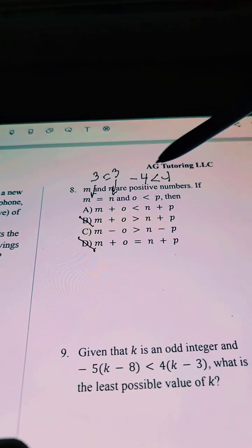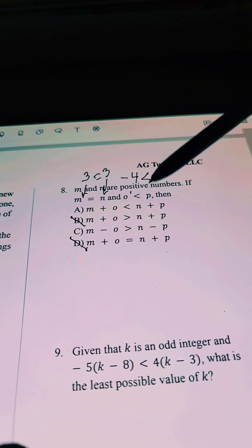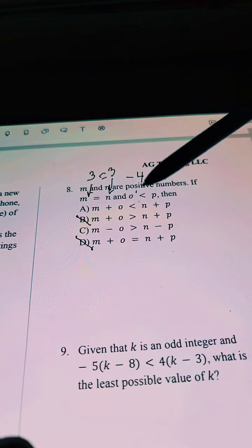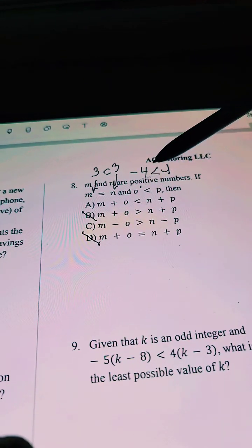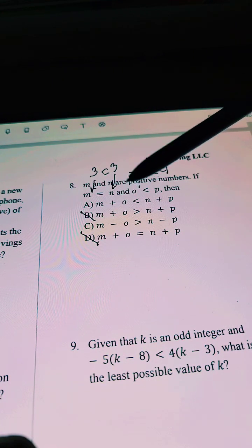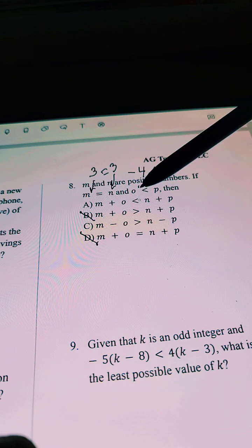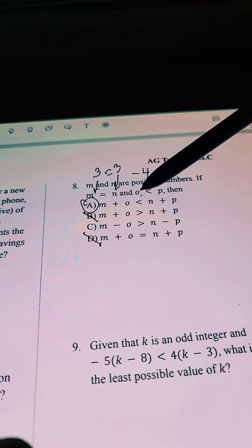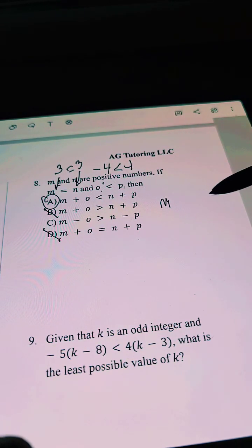Okay, so we know that m and n are positive numbers that are equal to each other, and that O has to be less than P, but we don't know if these are positives or negatives. So it probably has something to do with zero maybe sometimes. So if M and N are the same thing, and O has to be less than P, then it would have to be A, because you could say, okay, I'm going to add these up. M is the same thing as N, right? So technically these are equal right now.